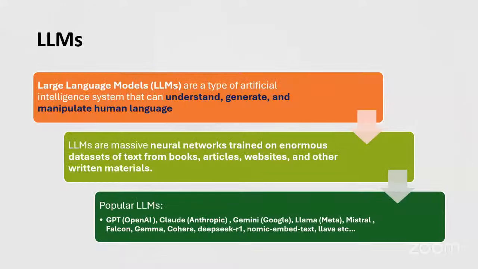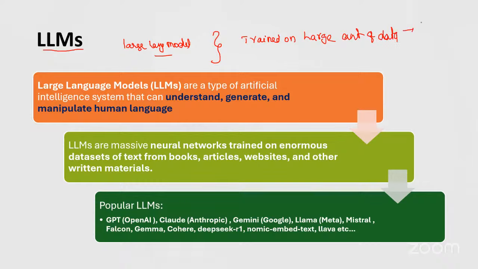Now I will discuss what is an LLM. LLM stands for Large Language Model. Why is it called a Large Language Model? Because they are trained on a large amount of data. I will discuss this large amount of data. What kind of data is it? It may be web documents, internet documents.